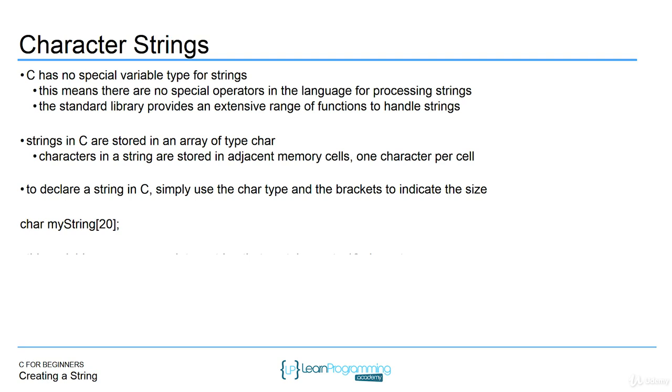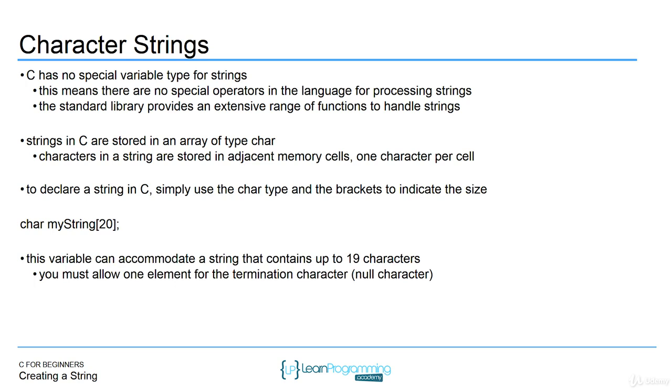But how you would actually declare a string in C is you would simply use the char type and then the brackets to indicate the size, just like a normal array if you were to create it of a different type. Char, and then whatever your name is, and then the size of the character array inside square brackets. That's how you can declare a string in C. Now, when you do declare the string like this, there's no actual data associated with it. You're just specifying the size. That's the simplest way. So the variable can accommodate a string that contains up to 19 characters.